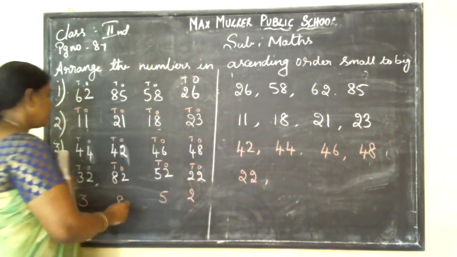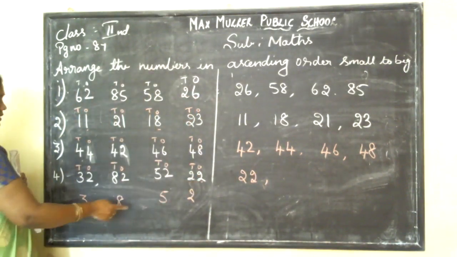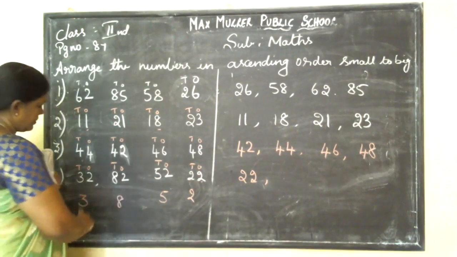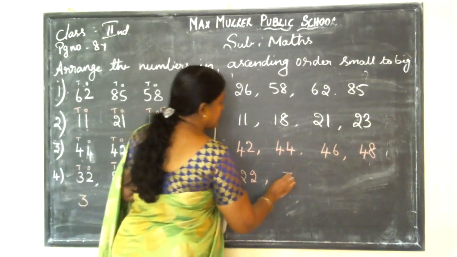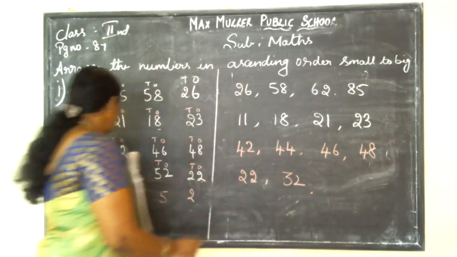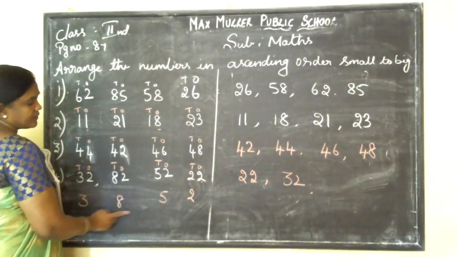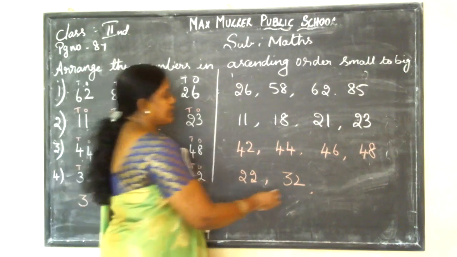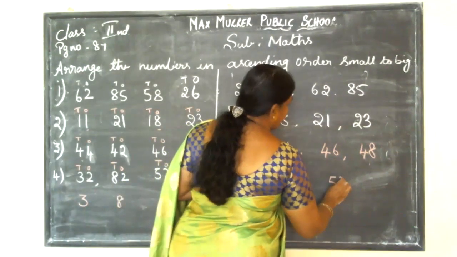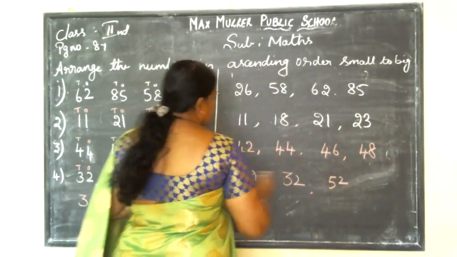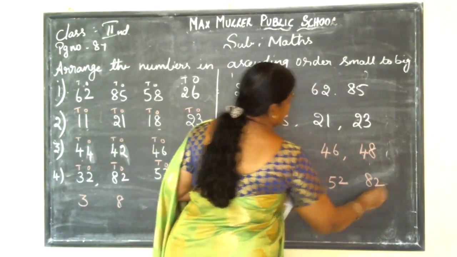You finish this. In these 3 numbers, which one is small? 3, 8, 5. 3. 3 is the small number, 32. We finished 3 also. Here 8, 5. Which one is small? 5 is the small number, so you write 52. After that, you will write 82.